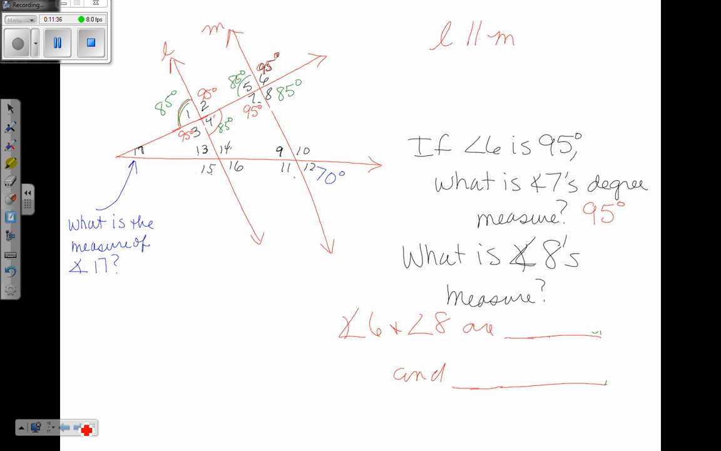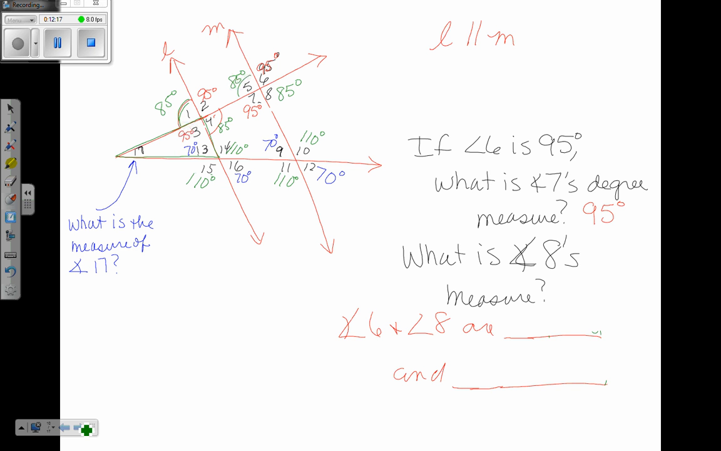Now, coming down to angles 9, 10, 11, and 12, if angle 12 is 70, I know 9 is 70, I know 13 is 70, and I know 16 is also 70. Likewise, when I subtract from 180, I know that angle 10 is going to be 110 degrees, so is angle 11 because it's vertical. It's also supplementary to angle 12. We're going to have 110 degrees here at 14 because it is corresponding to 10, and 110 degrees here because it's vertical to 14.